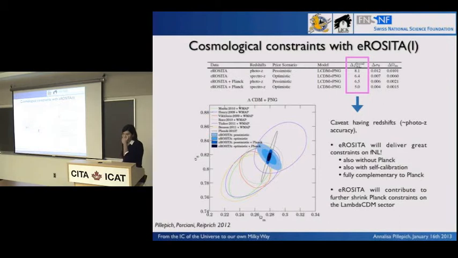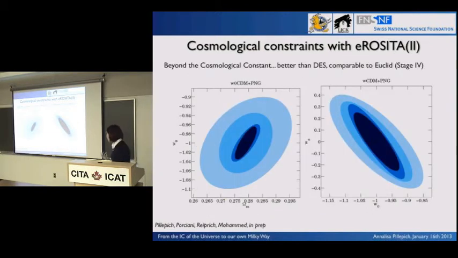Anyway, exactly to show you that CITA will still have to shrink further the Planck constraints, if you like to see it the other way around, because it will help break the degeneracies. And then extended this, including dark energy models, and CITA is halfway between stage 3 and stage 4 kind of experiment. So it's between the Dark Energy Survey and Euclid in terms of how well it will constrain the equation of state of the dark energy. All right.